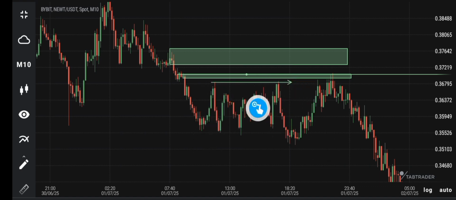So the market was swinging, and then what did it do? It got to this point, then went back up, swept all of these liquidities here, and then sold from that region. So it was at this point I called this trade.